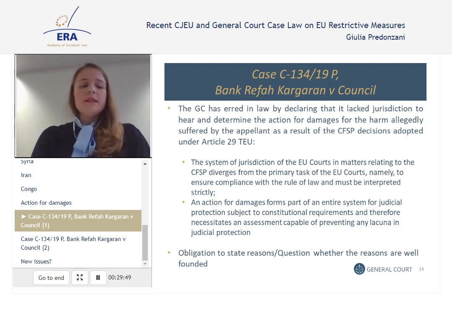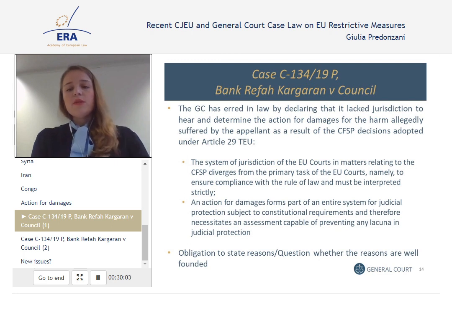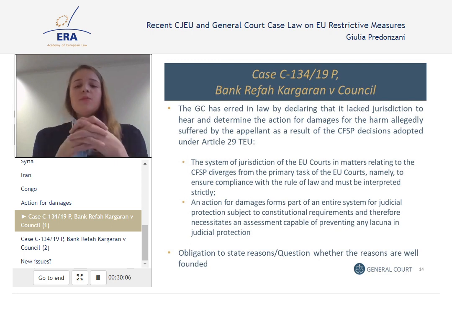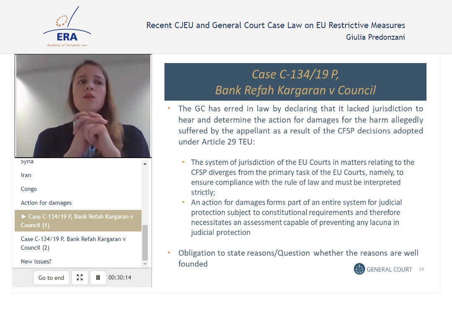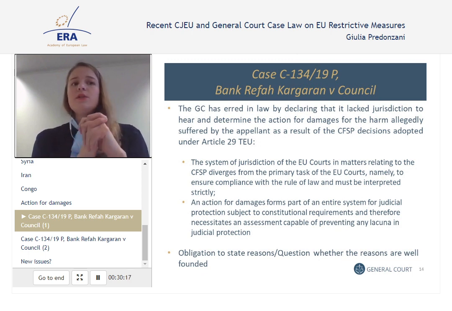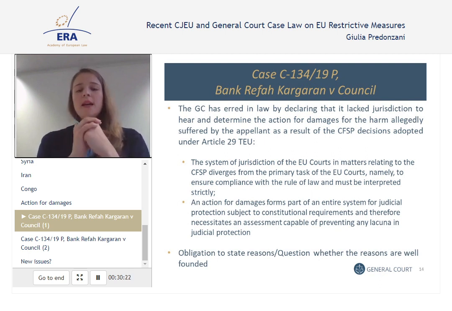It was in those circumstances that Bank Refah Kargaran brought an appeal before the Court of Justice, seeking in essence to have the court invalidate the assessment of the General Court on the merits of the action and to rule on the merits of it by granting the appellant the form of order sought. In the judgment at issue now, the court has dismissed the appeal, finding, however, that the General Court had erred in law by declaring that it lacked jurisdiction to hear and determine the action for damages for the harm allegedly suffered by the appellant as a result of the common foreign security policy decisions adopted under Article 29 TEU.